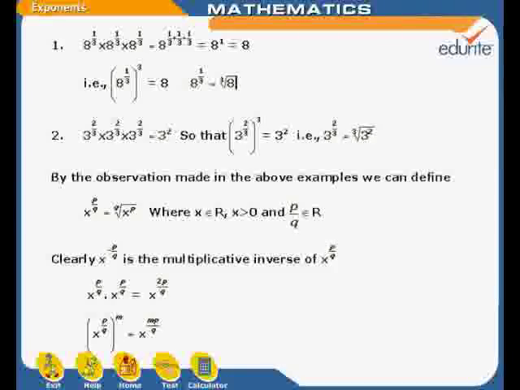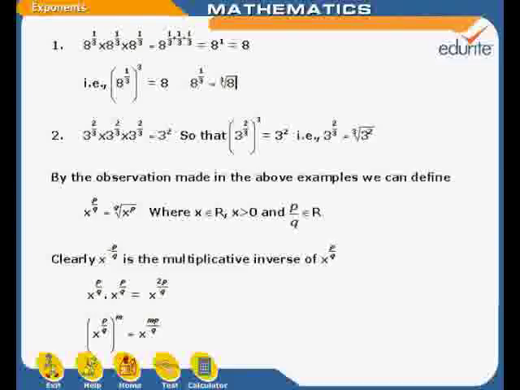1. 8 raised to the power 1 upon 3 into 8 raised to the power 1 upon 3 into 8 raised to the power 1 upon 3 is equal to 8 raised to the power 1 upon 3 plus 1 upon 3 plus 1 upon 3 is equal to 8 raised to the power 1 is equal to 8. That is, 8 raised to the power 1 upon 3 whole cube is equal to 8. Therefore, 8 raised to the power 1 upon 3 is equal to 3 radical 8.